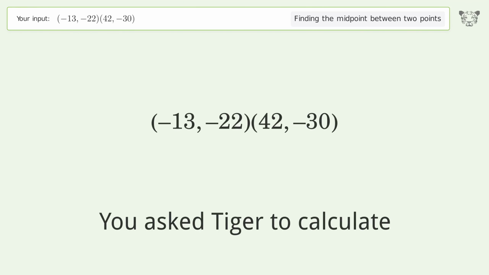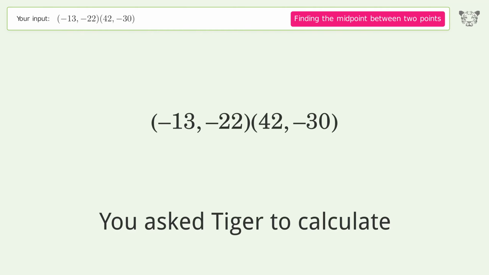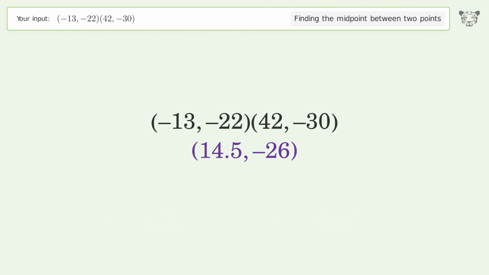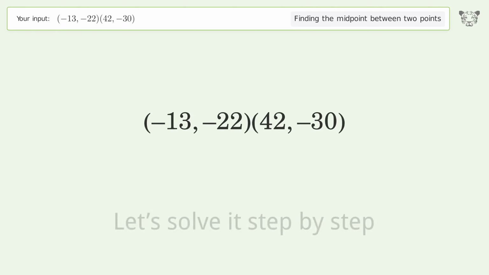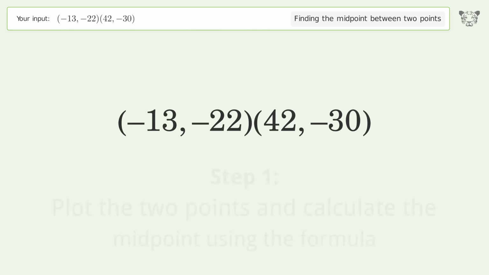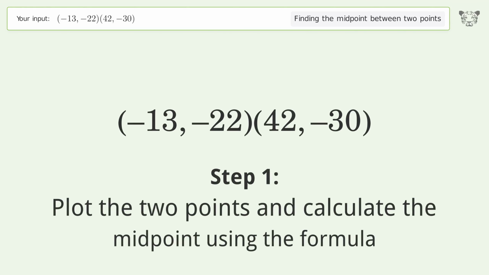You ask Tiger to calculate. This deals with finding the midpoint between 2 points. The midpoint between the 2 points is 14.5, -26. Let's solve it step by step. Plot the 2 points and calculate the midpoint using the formula.